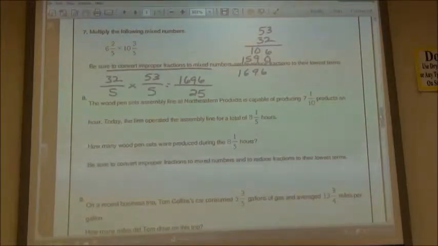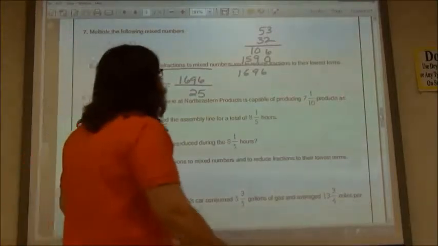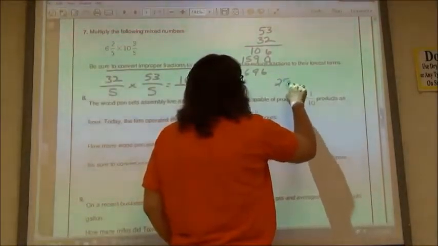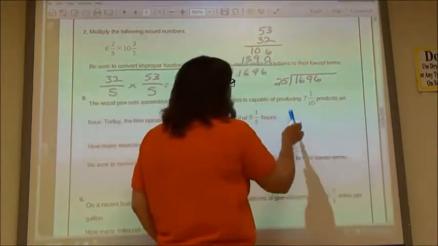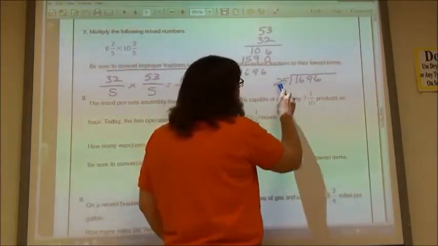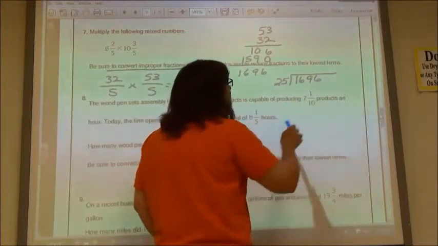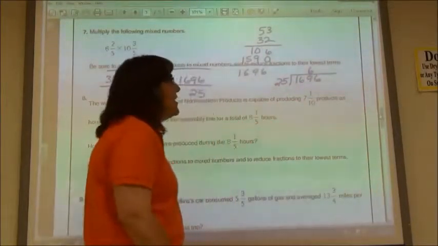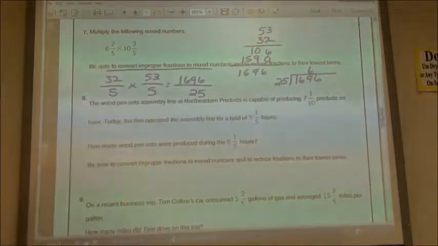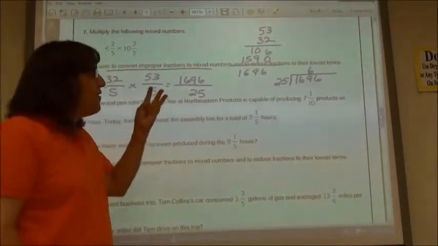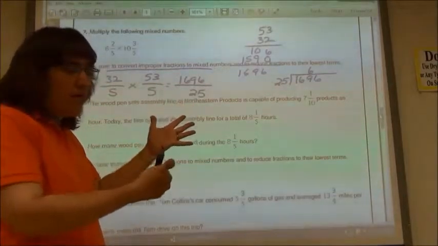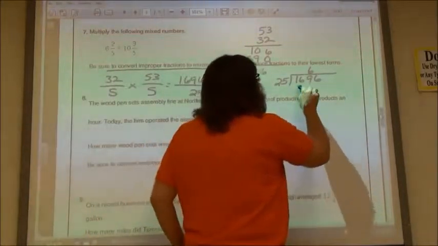Now, I want to then convert my improper fraction to my mixed number and put it in lowest terms. So I'm going to take 25 and divide it into 1,696. 25 doesn't go into 16. 25 goes into 169 6 times. I like to think of 25 like quarters. How many quarters would I have? Well, I'd have 25, 50, 75, 100, 125, 150, 6 times.